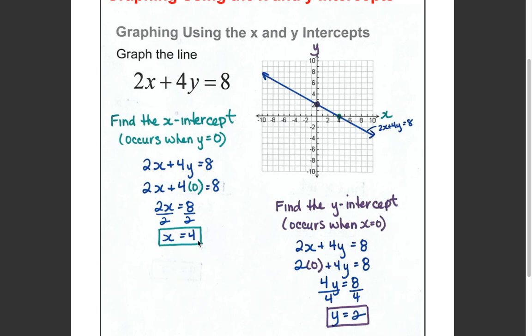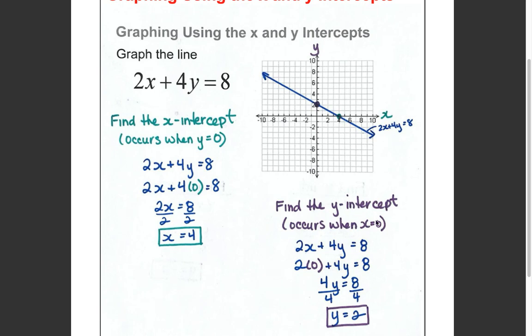Okay? So I know then that when y equals 0, my x is equal to 4. That's going to give me the point 4, 0, and I can plot that on my axis. At the point 4, 0, I put my x-intercept, and you can see that it crosses my x-axis at the point 4, 0.